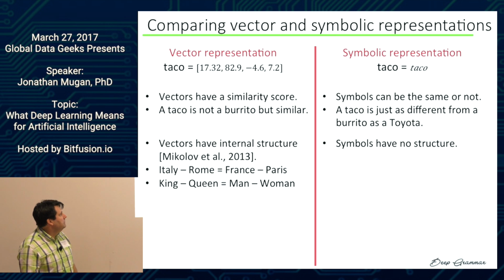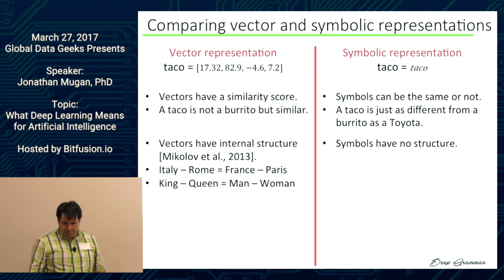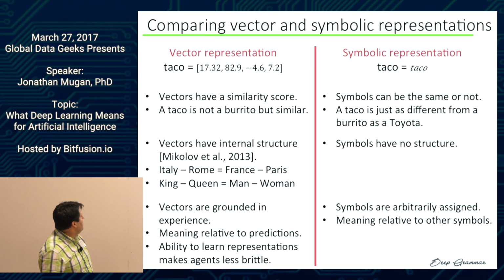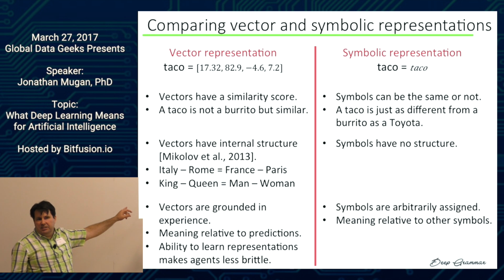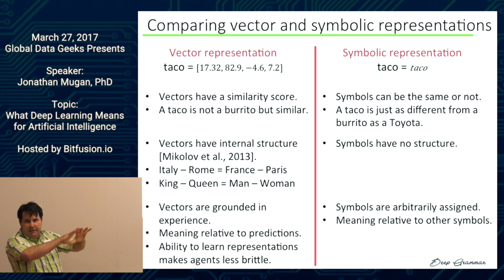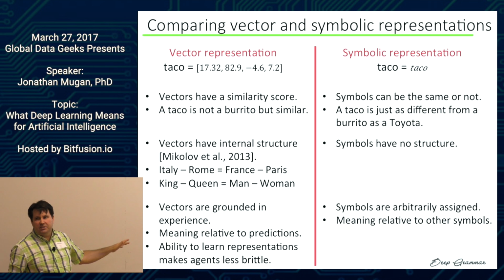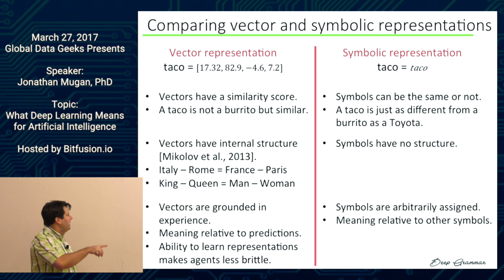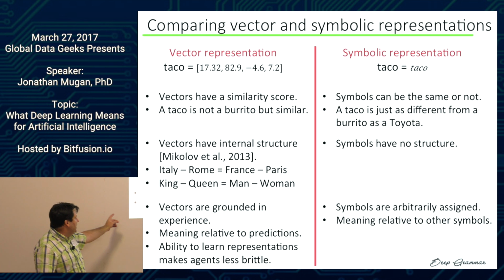Yeah. So these vectors are kind of grounded in experience. Kind of. It's basically the words around it, but this isn't the physical experience in our world, and we'll see how that's relevant in a little bit. And their meaning is relative to predictions.